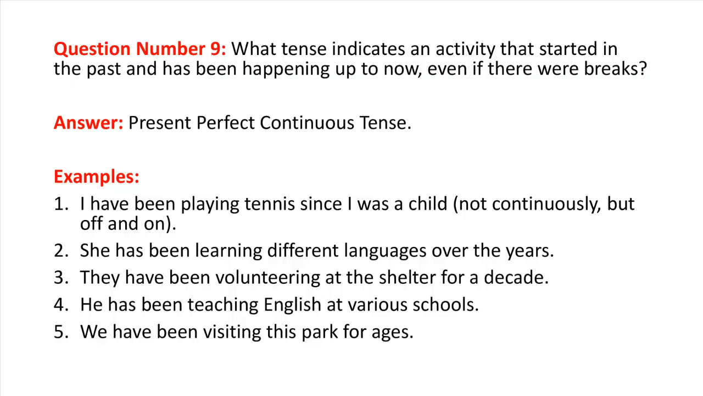Question number 9. What tense indicates an activity that started in the past and has been happening up to now, even if there were breaks? Answer: present perfect continuous tense. Examples: I have been playing tennis since I was a child, not continuously, but off and on.